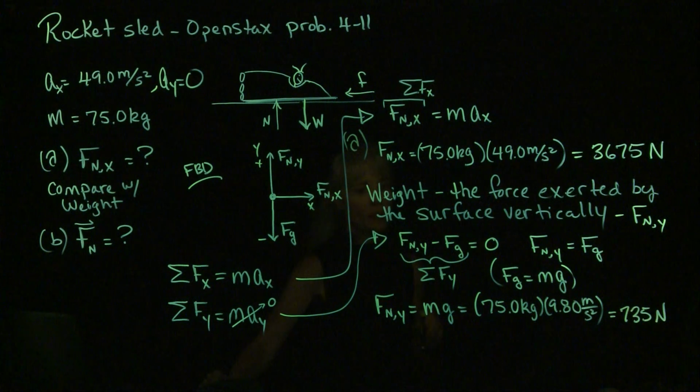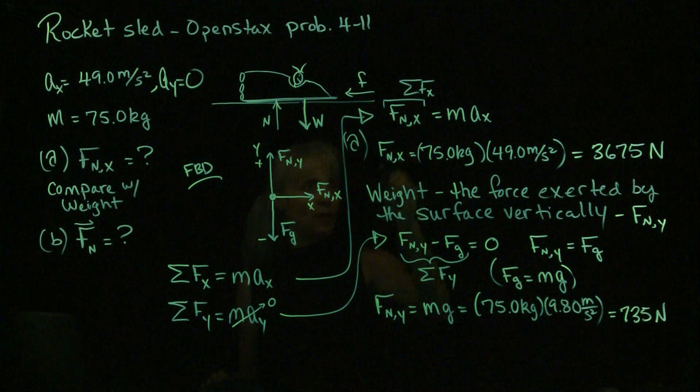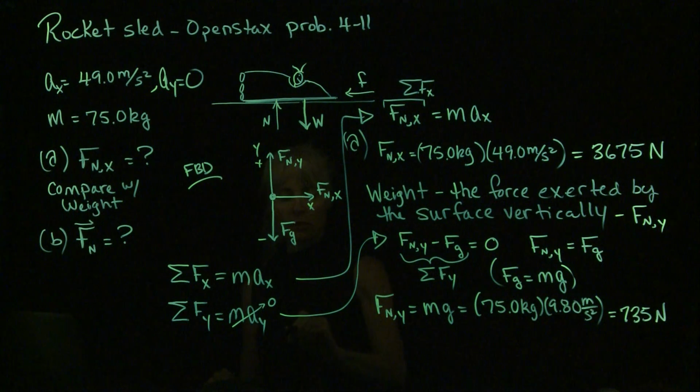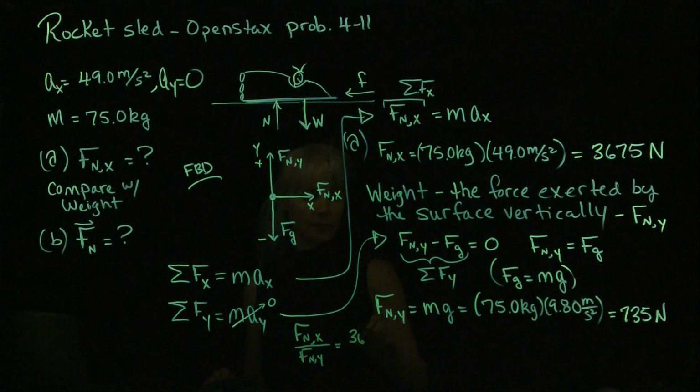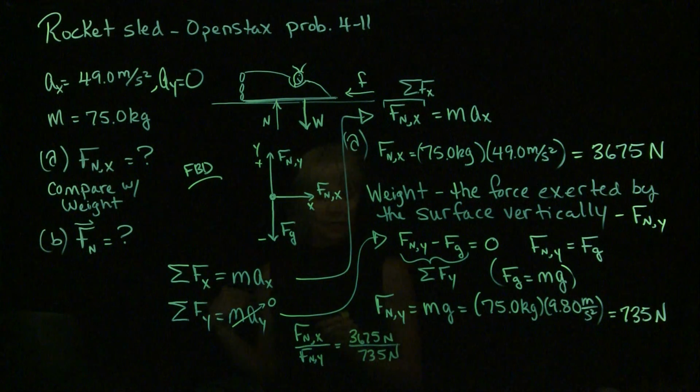So in the second part of A, we've already got the normal force being exerted by the back of the seat. We now know what the weight is. Okay, so the weight of the object is the normal force along the y dimension. So now we just want to form the ratio of Fnx to the weight. So the rest of part A is going to be the normal force along the x dimension to the normal force along the y dimension. And so that's going to be our 3675 newtons divided by 735 newtons. So what is that ratio?